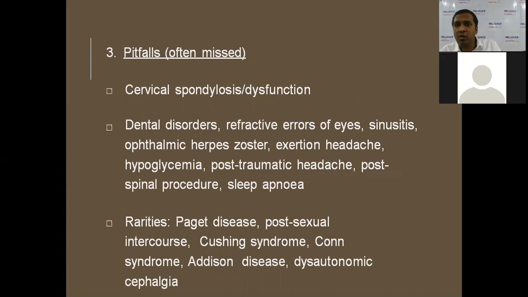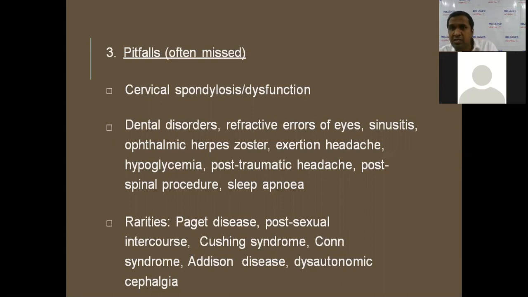So what are the things that are often missed, or the pitfalls? You often miss cervical spondylosis, cervical myelopathy, cervical dysfunction or radiculopathy. We also miss the dental disorders. Remember that in your head, the teeth are also there, so you need to have an oral examination of these patients. Also refractive errors or eye problems, sinusitis, herpes zoster ophthalmicus. We often need to realize that before the eruptions of herpes, you could have severe pain.